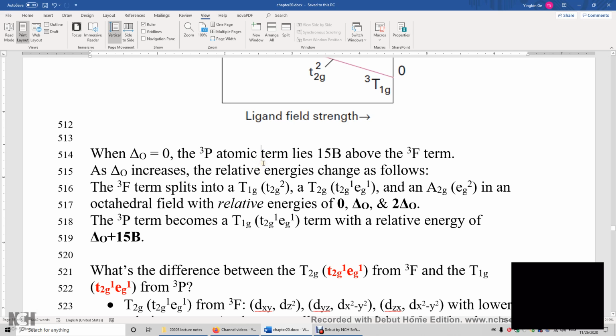The dxy, dyz, and dxz orbitals are triply degenerate. They have 0.4 delta O energy lower than the barycenter. Meanwhile, dz squared and dx squared minus y squared lie above the barycenter by 0.6 delta O. So we need to take that into account when delta O is large. And then let's look at the 3P term. The 3P term also includes a situation in which one electron is in one of the Eg orbitals and the other electron is in one of the T2g orbitals. So this is the electron configuration associated with this term. So this looks exactly the same as this, right? So shouldn't they have the same energy?